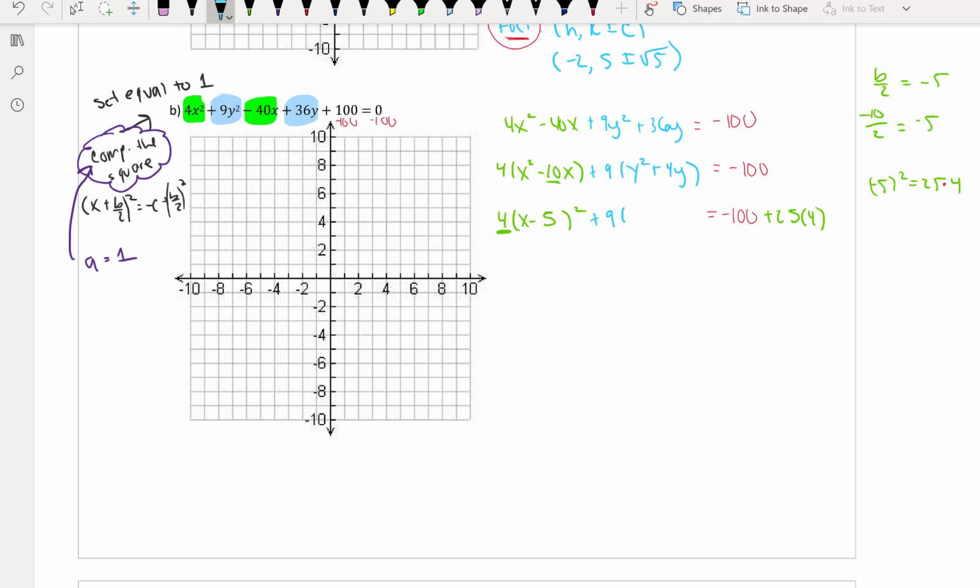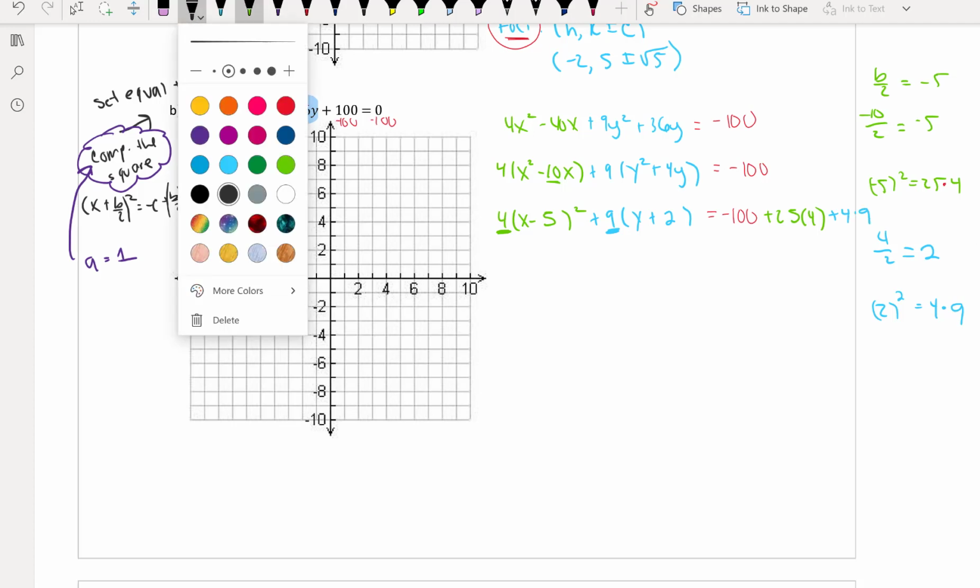So we have plus 9. And over here, I'm going to have 4. Divide that by 2, which is 2. So that is my b divided by 2 value. So when I square that, that's 4. But it needs to get multiplied by the number out in front. So that's going to be 9. So plus 4 times 9. Okay? So let's see what that gives us.